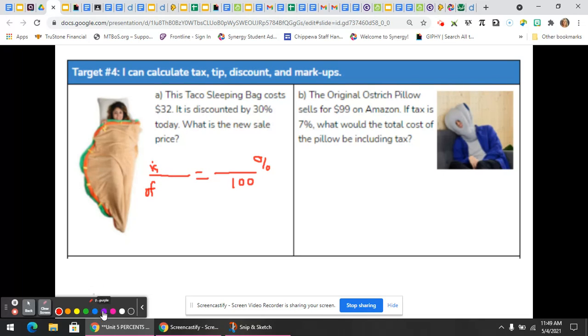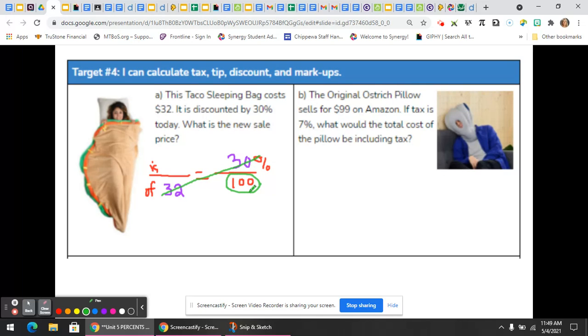So the question is this. I'm getting a discount of 30%. So what is 30% off of the original price, $32? Notice that 32 must be in the denominator by the of. So you're going to cross multiply here. So take your calculator, go 32 times 30 equals divided by 100. So cross multiply, divide by 100.